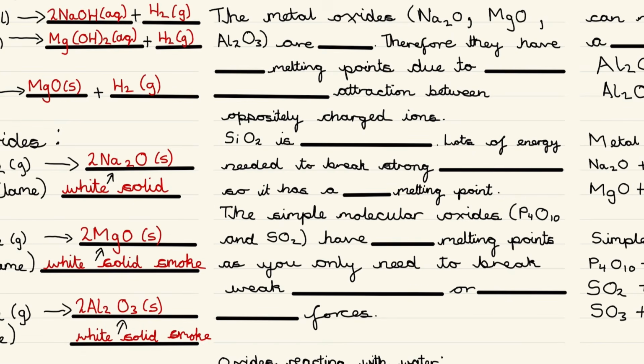The metal oxides are ionic, therefore they have high melting points due to strong electrostatic attraction between oppositely charged ions. SiO2 is macromolecular, so lots of energy is needed to break the strong covalent bonds. So it has a high melting point. The simple molecular oxides have a low melting point, as you only need to break weak van der Waals or permanent dipole forces.